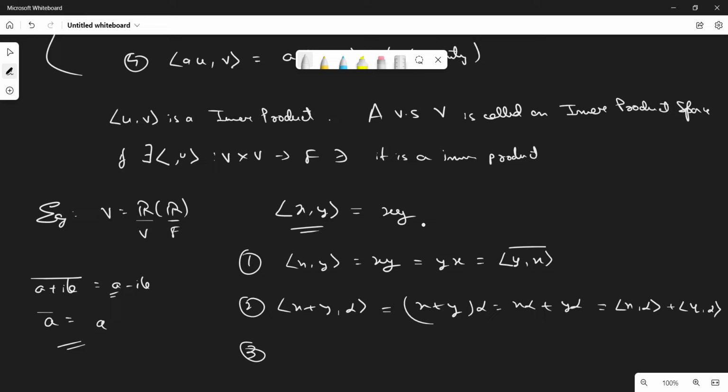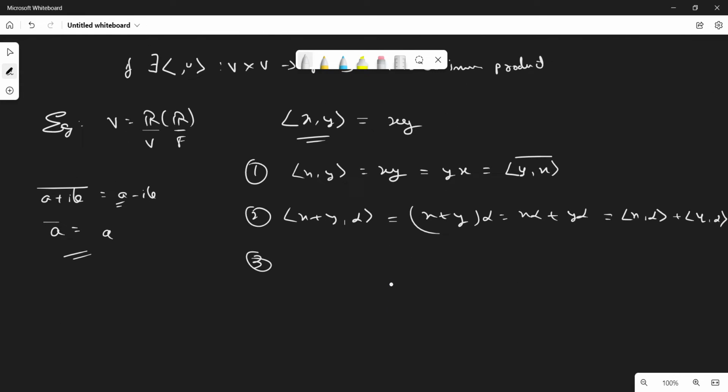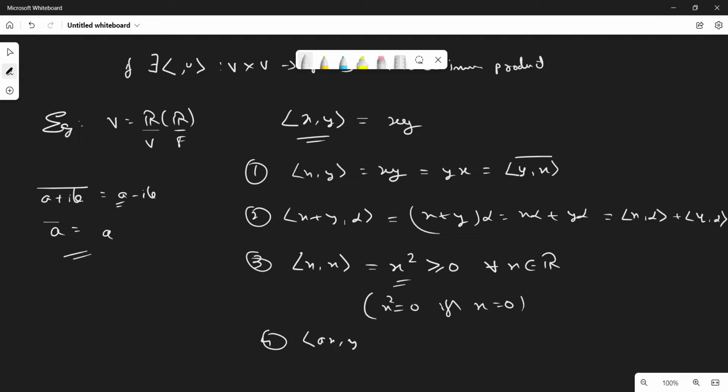Number 3, I guess I missed the positive definiteness condition. <x,x> is equal to x square, which is always greater than or equal to 0 for all x belonging to R. This is indeed the definition of R. It equals 0 if and only if x equals 0. This is the simple definition of a real number. And number 4, you have <ax,y> can be written as ax times y, which by associativity can be written as a times xy, which is a times the inner product <x,y>. Okay, so this function is indeed an inner product.